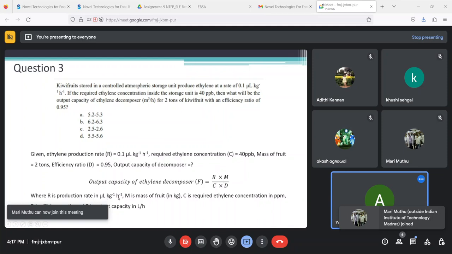Microliter per kg per hour, which is 0.1. Mass of the fruit in kgs. You have 2 tons here. When you convert tons into kgs, you multiply it by 1000. So 2 tons is actually equal to 2000 kgs of the mass of fruit. C is the required ethylene concentration in parts per million, not billion. So you have to convert 40 parts per billion into 40 parts per million. And D is the efficiency ratio, and when you substitute it in these units, you will get F in liter per hour. So we'll do that now.